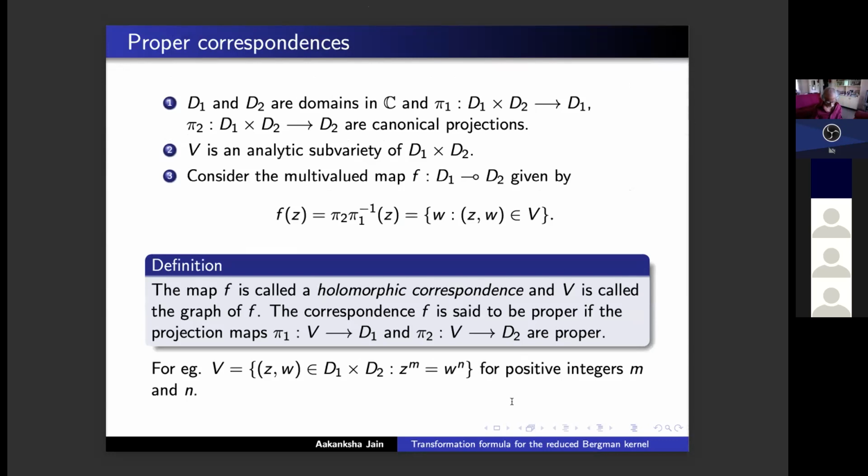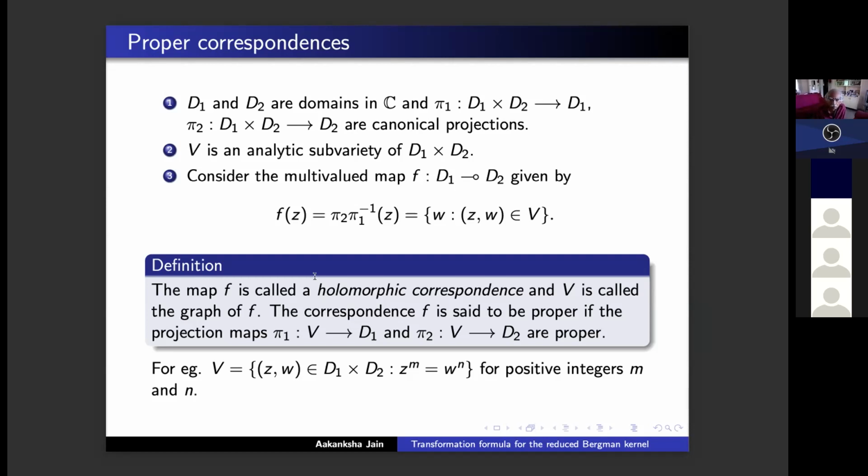So here you define these proper holomorphic correspondences. It seems that for proper holomorphic correspondences, we can give some necessary and sufficient condition on this subvariety phi to be proper. Can we do that, like in terms of dimension maybe? So you are saying some conditions on the dimension of that variety so that it will be proper? I don't know the answer right now, because I haven't thought about it.